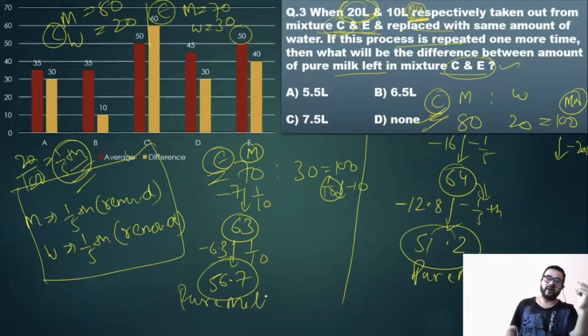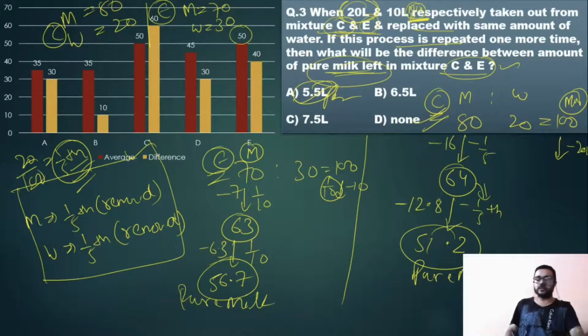You have been asked to find the difference between pure milk in these two containers. So just subtract 56.7 minus 51.2. Or you can directly do this: 7 minus 2, you're going to get 0.5. So 56 minus 51, you're going to get 5.5 liter, which is the right answer. I hope this concept is clear. This was a very easy question actually. Okay, easy for those who know the concept of mixture and alligation. Who don't know this concept, this question is quite lengthy actually, and this is mains level DI.